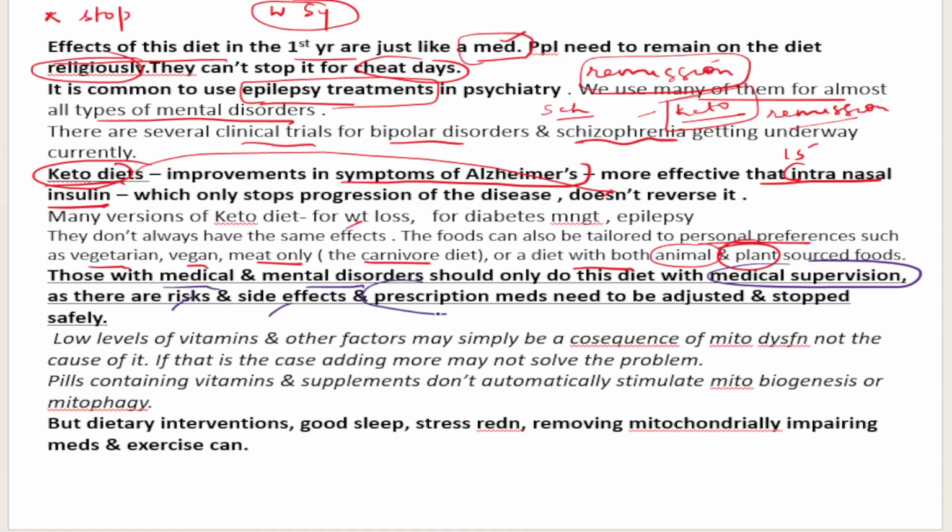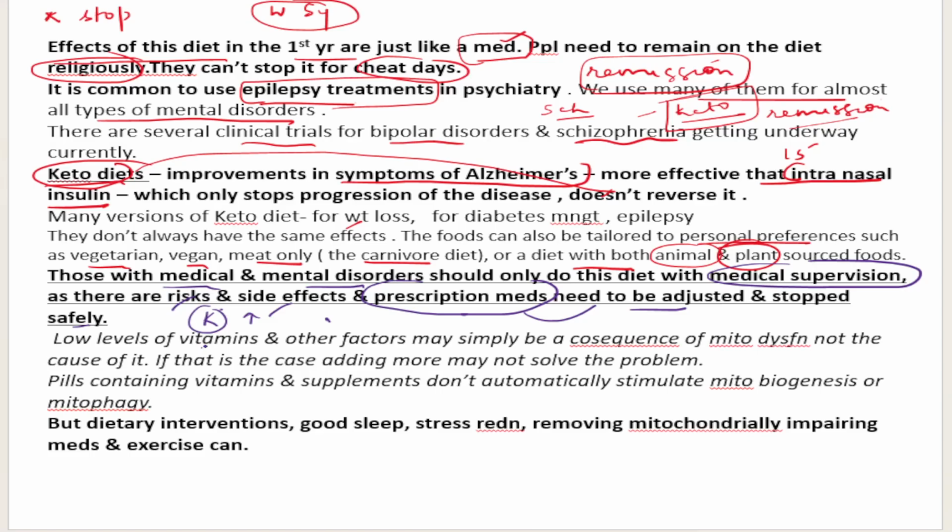And prescription medications need to be adjusted and stopped safely, because when you are following this diet religiously, it will improve your metabolic health, and you will no longer need the medications in the same dose. So you may need to reduce the doses of the medications. And this has to be done under medical supervision only.